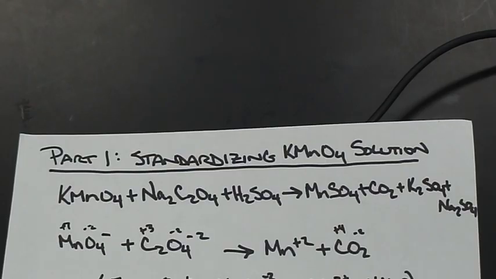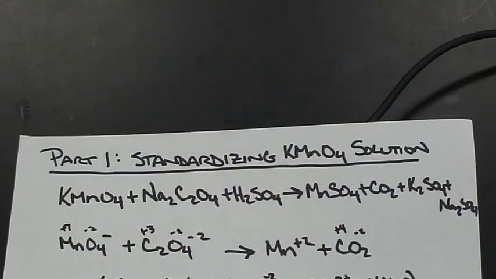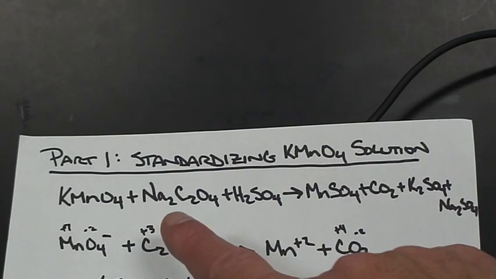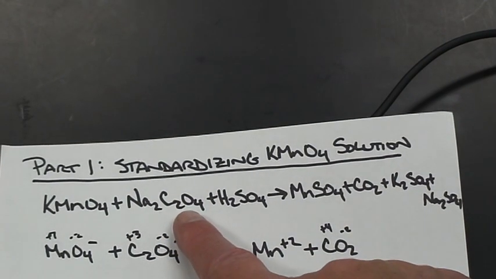We're going to be using potassium permanganate, the KMnO4, to determine the iron content of an unknown compound. So first question is, how strong is my potassium permanganate? In this experiment, to start with, we need to figure out the strength of that potassium permanganate, and to do that we're going to be taking a set amount of sodium oxalate.